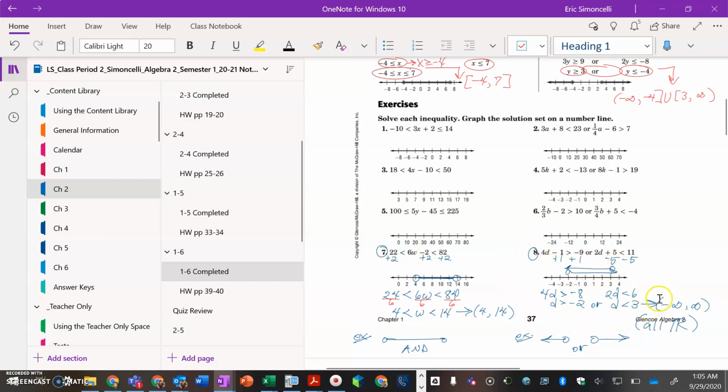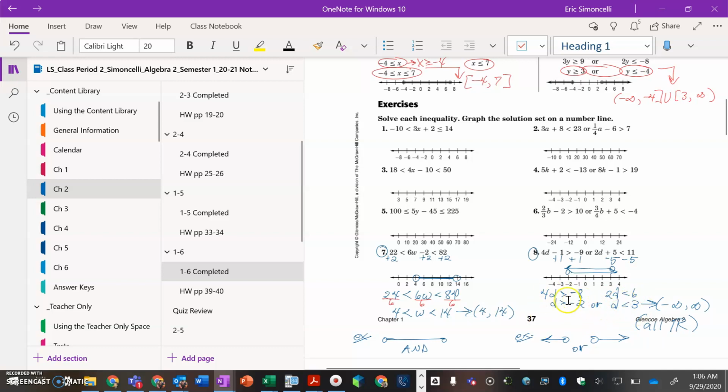Number 8 is a little bit more interesting, so let's speak about number 8. You've got this inequality, 4d minus 1 is greater than negative 9, or 2d plus 5 is less than 11. In this first inequality, we add 1. 1 minus 9 is negative 8, divide by 4, negative 2. Or we get on the other, 2d is less than, subtract, and you get 6. Divide by 2, d is less than 3.